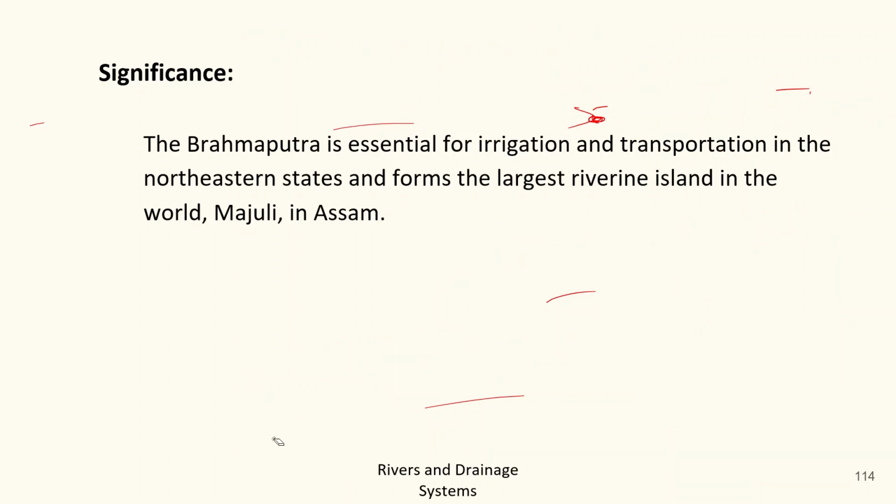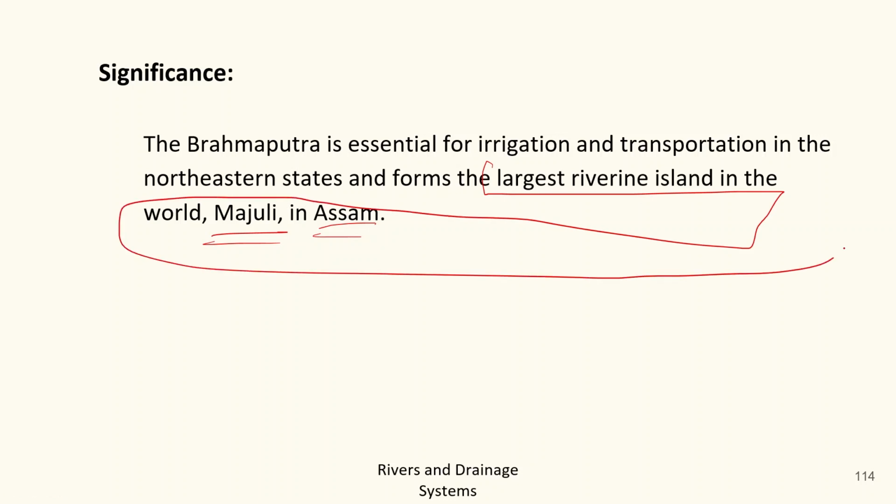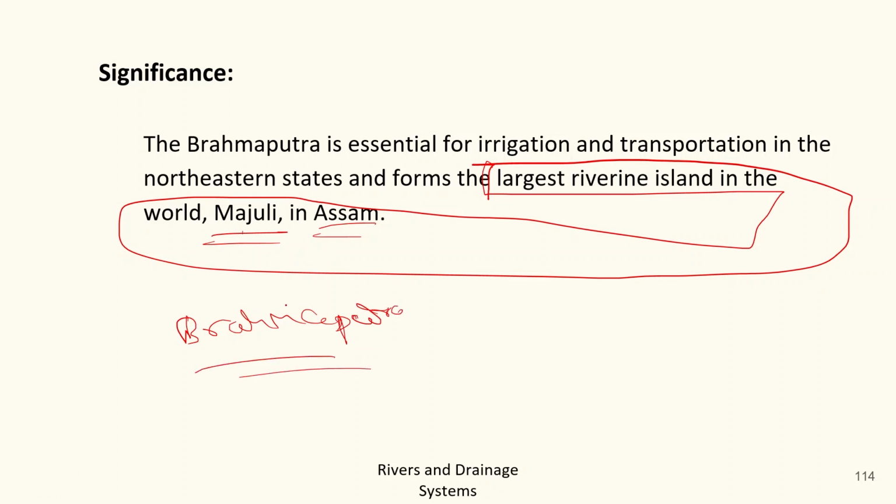Got it? Now let's have a look on the significance of this river. It's an essential source for irrigation and transportation. Okay, and also contains the world's largest riverine island called Majoli, which lies at Assam. It is an important question from examination point of view. Like, which river contains the world's largest riverine island? What is the name? Majoli. What is the place? Assam. And what is the river? River is Brahmaputra.